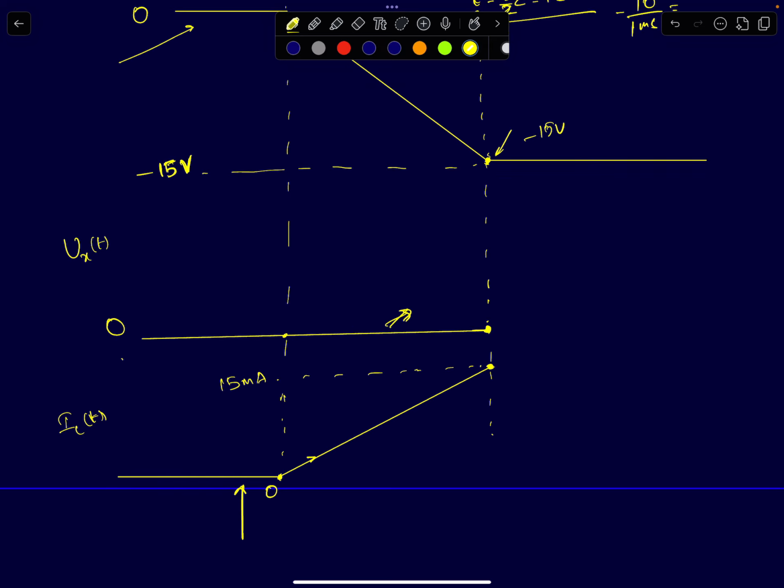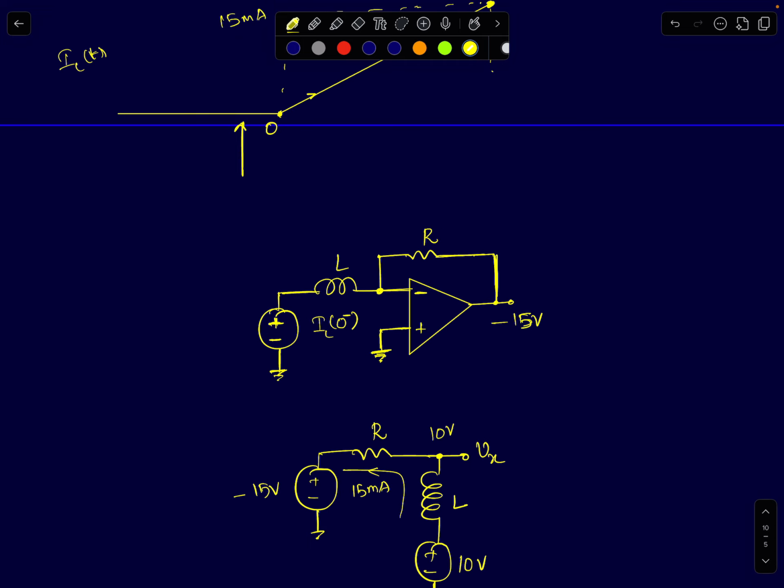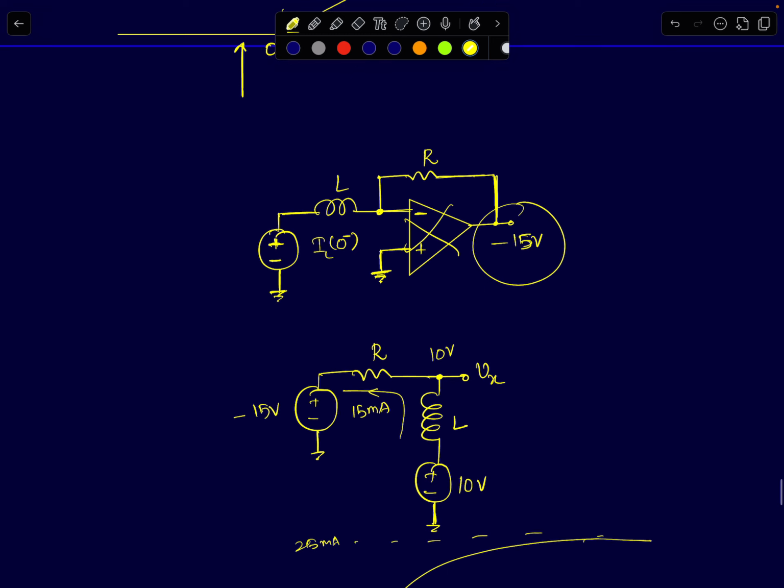The inductor current value will be 15 milliamperes when the output voltage is at minus 15 volts. And Vx has been staying put at 0 volts because of negative feedback. Negative feedback was forcing it to stay at 0 volts for all this duration. From this point onwards, your output cannot decrease any further. Therefore, the op-amp circuit is no longer in negative feedback. I can remove the op-amp and treat the output as a voltage source. Op-amp's output is a voltage source of value minus 15.